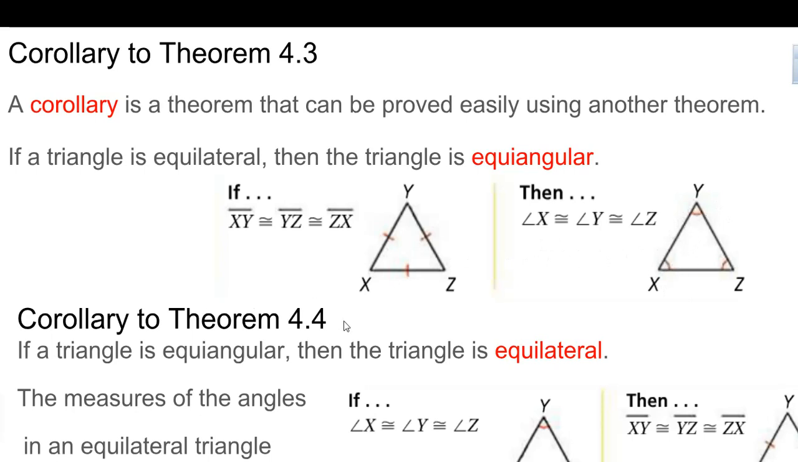And the corollary to theorem 4.4 is the corollary to the converse of the isosceles triangle theorem. So if a triangle is equiangular, so if we know all the angles are the same, then we know that all the sides are the same. And the measure of each angle in an equilateral triangle is going to be 60 degrees, because 180 divided by 3 is 60. So each angle would be 60 degrees all the way around.